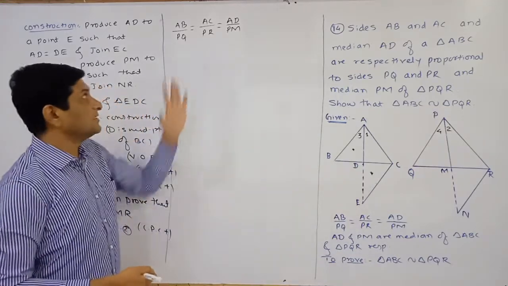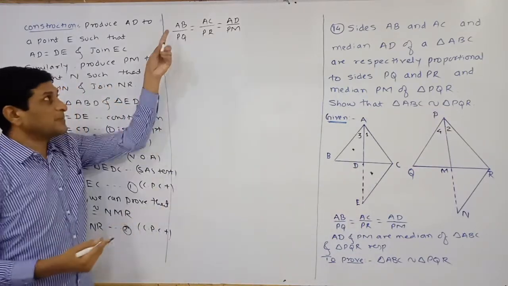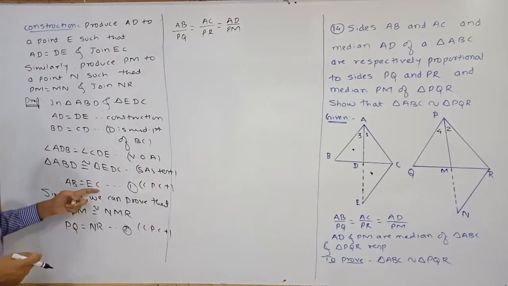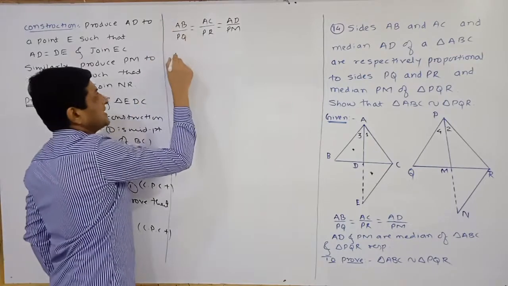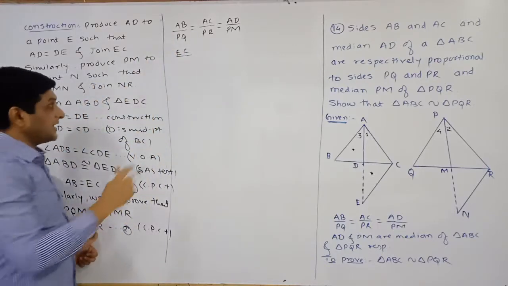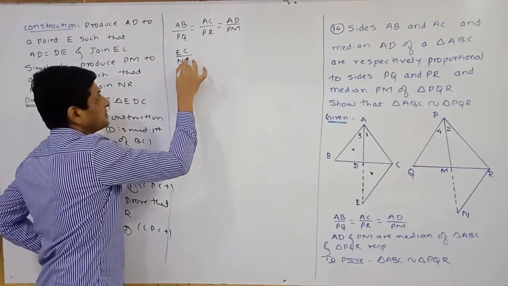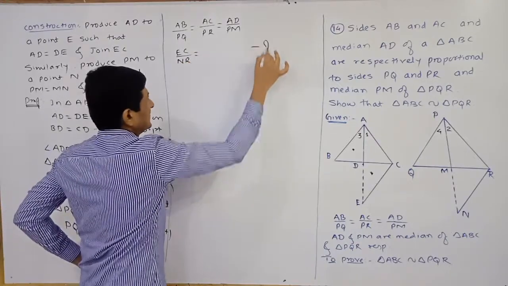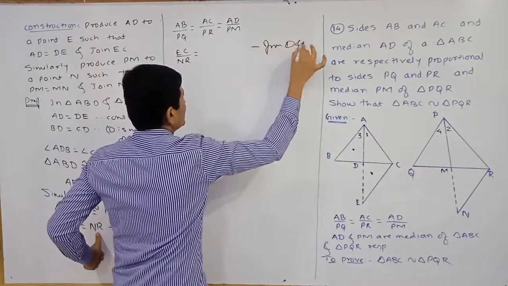Well, so we have written here the given condition. Now can I replace this AB? AB can be replaced by what? EC. So replace this AB by EC. And this PQ can be replaced by what? NR. These values we are substituting from equation first and second.